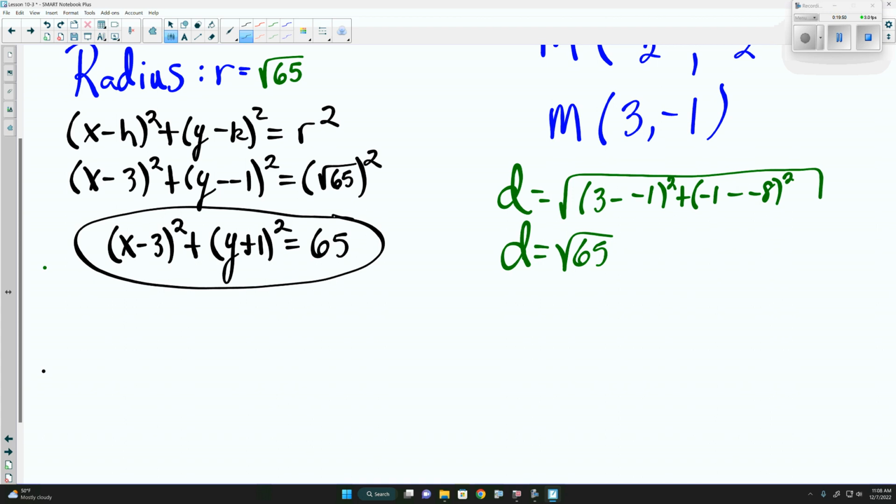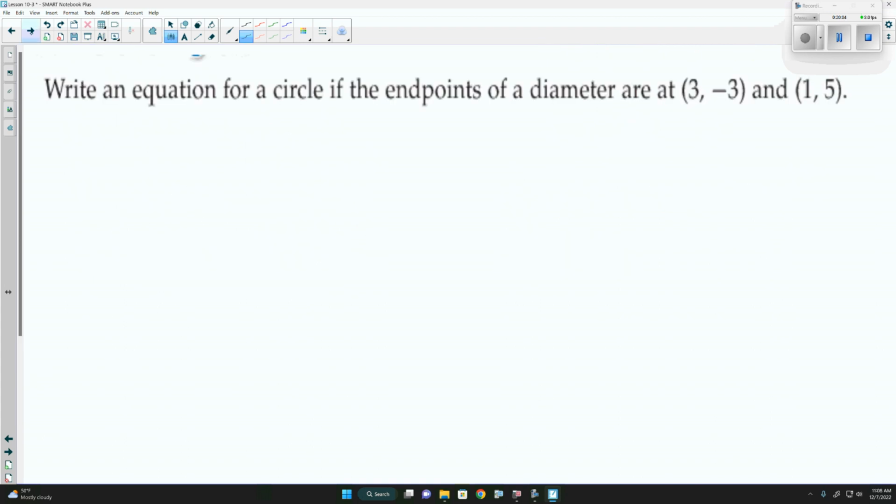So really with this here, we found the midpoint, then used the midpoint and one of the endpoints to find the radius and plugged it all in. Do we need to see another example with the endpoints? That brings us to the last problem.